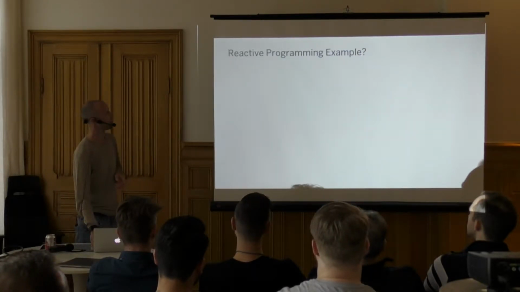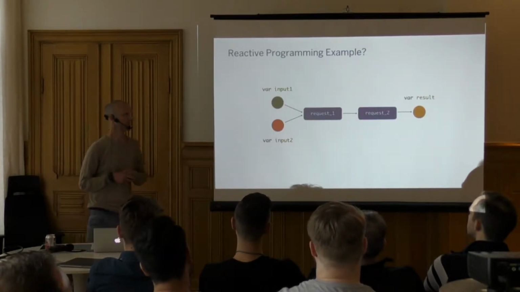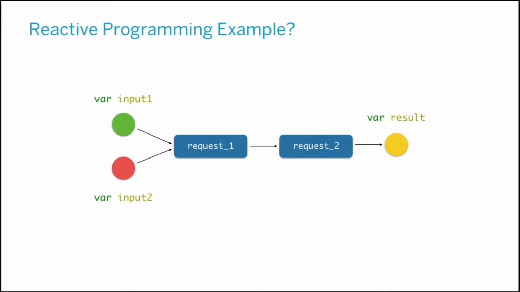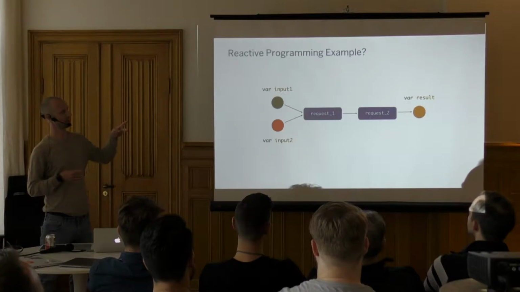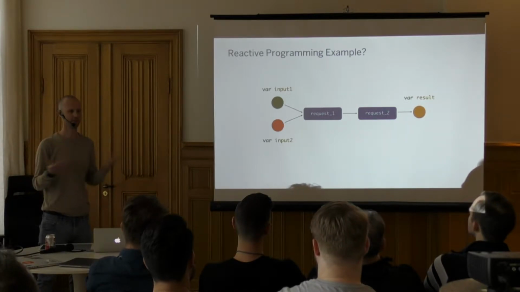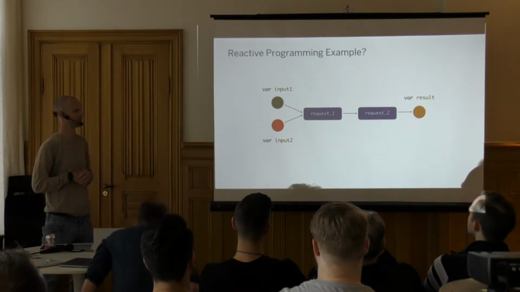So, quick example. Let's say that we have two inputs on a class. Whenever one of those inputs changes, we want to make a network call. Whenever that network call completes, we want to make another one. And then finally, we want to take the result and set it on a property on the class. So basically, we're being triggered by two inputs, and the final result will be set on the result property.